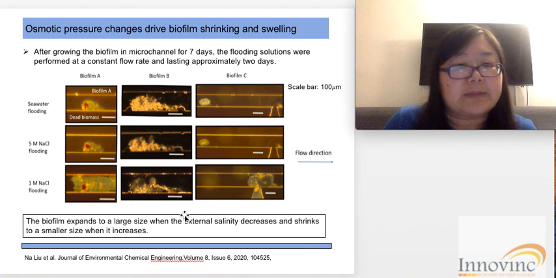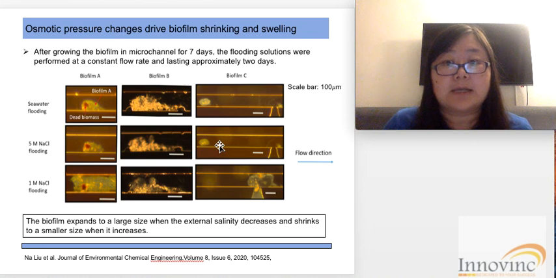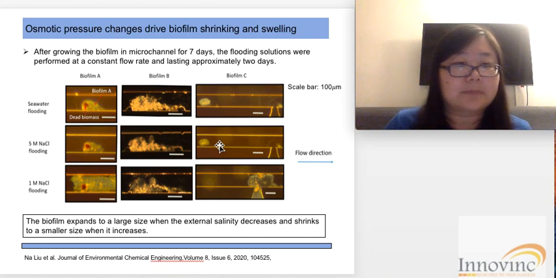And as shown in the images, we can see all 3 biofilms get denser and compacted, and the surface of the biofilms became wrinkled. This is probably because the biofilm is dehydrated. And then after 2 days, we start to inject the 1 molar salt solution, and we can see from the images that biofilm A expanded to a larger size, and also biofilm C.